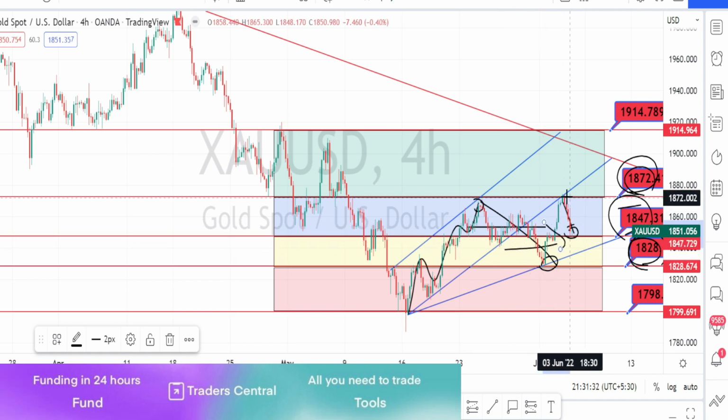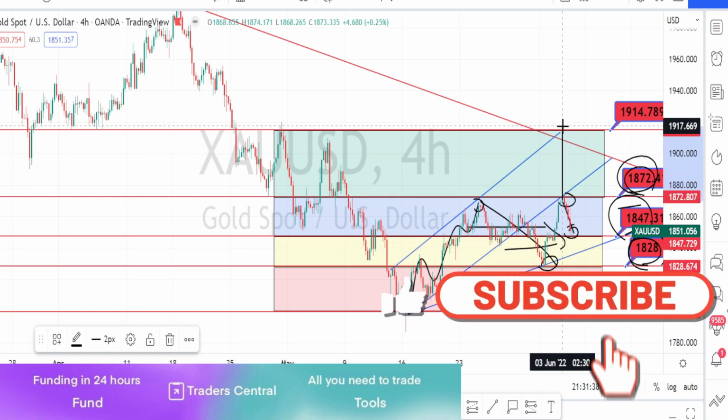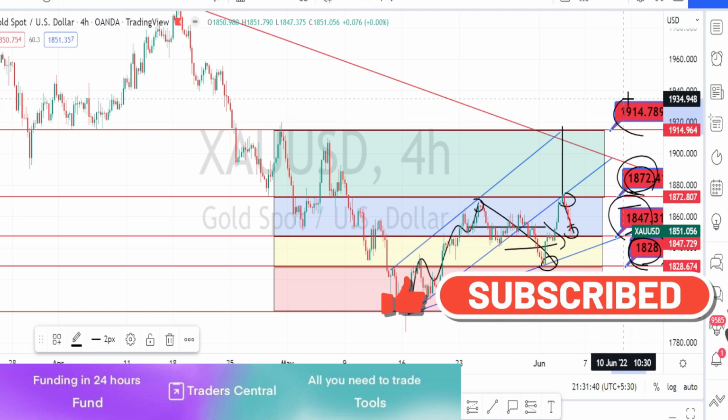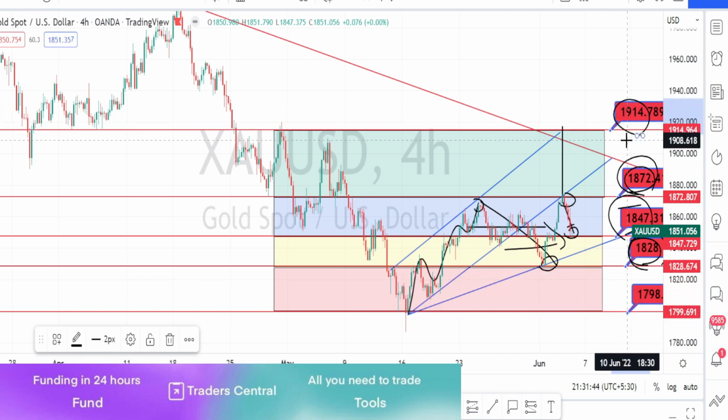So if the price action breaks this resistance level of 1872, we can expect it to trend on the bullish side and to test the next level of resistance, which is going to be around 1914. And if the price action breaks this support level of 1847, we can expect it to trend down and take support around the first level of support, which is going to be around 1828.